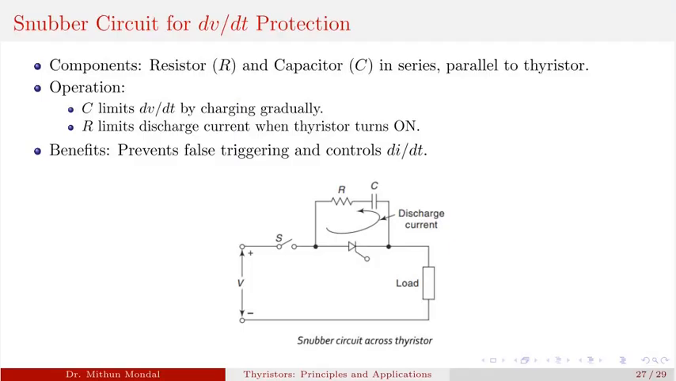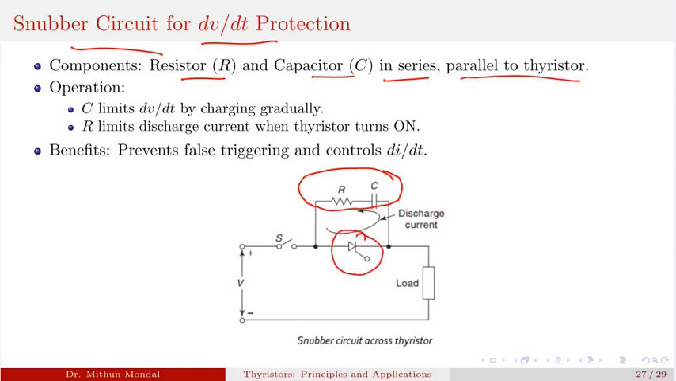One circuit we used for dv by dt protection, which is called snubber circuit. Here the components which are used are resistors and capacitors which are in series. So this series connected RC is connected in parallel to the thyristor, and this circuit is known as the snubber circuit. The operation is the capacitor will limit the dv by dt by charging gradually, and the resistor will limit the discharge current when the thyristor is turned on. And hence the benefit is it will prevent the false triggering and control the di by dt.